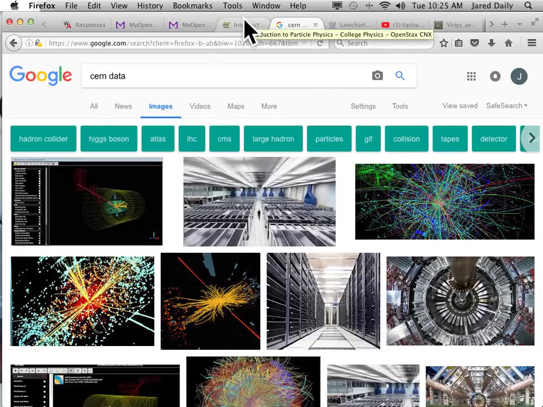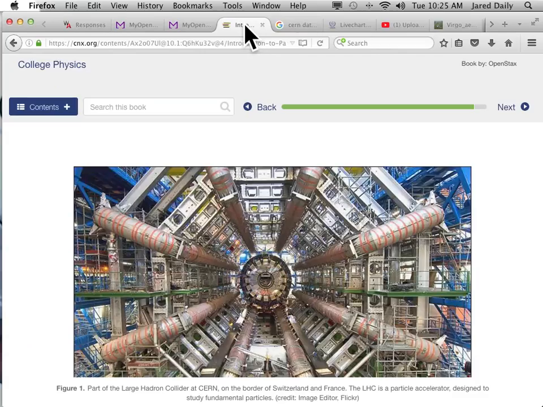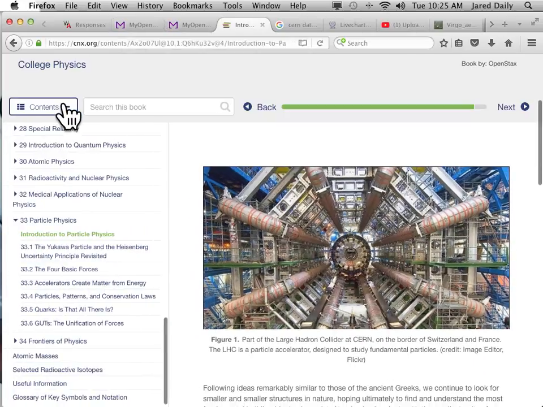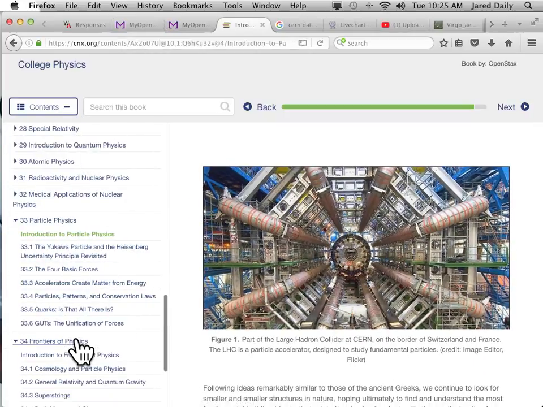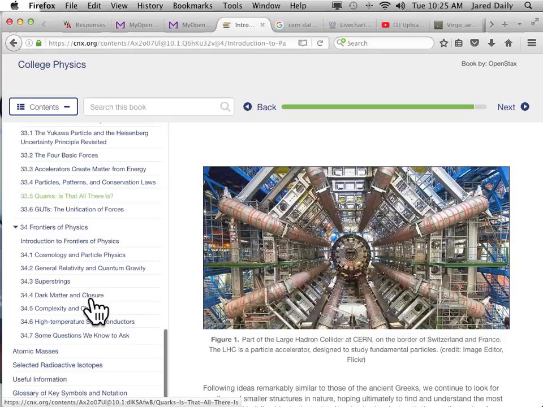I did say we're not going to have any homework this chapter, so I'll not give any homework. But next chapter, we'll do some homework, and that will probably be our last homework of the semester, because the last chapter is Frontiers of Physics, which we're not going to do anything with, I don't think.